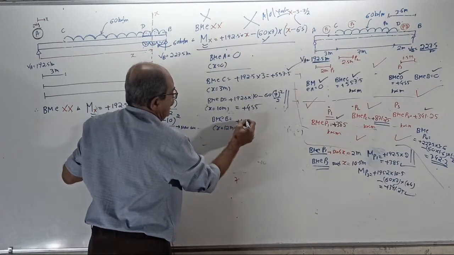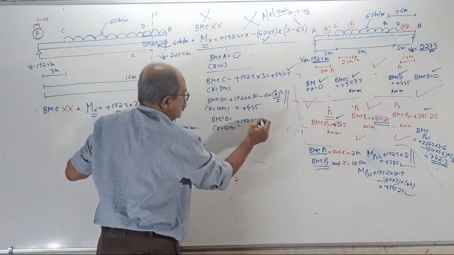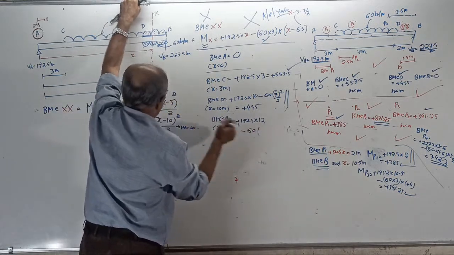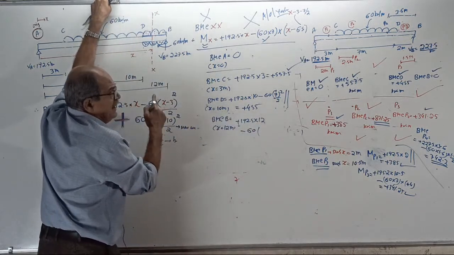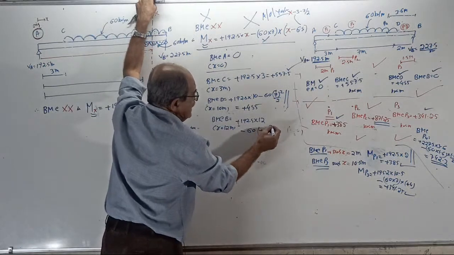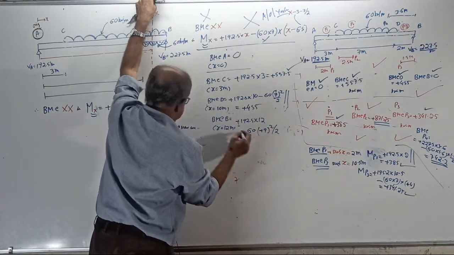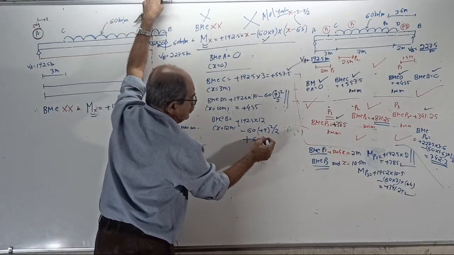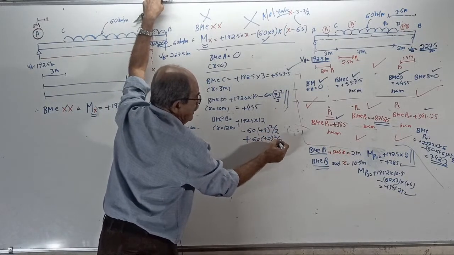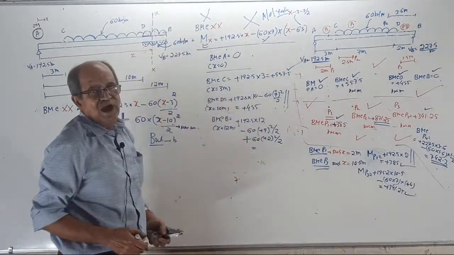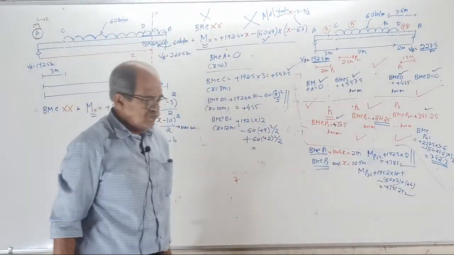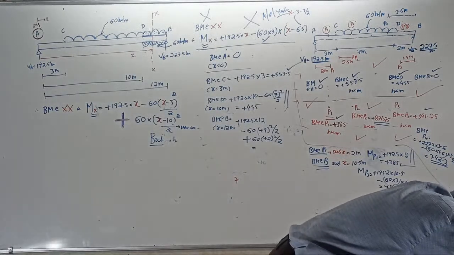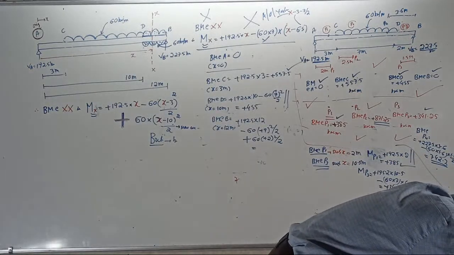19 plus 192.5 into 12 minus 60 into 12 minus 3 is 9. Plus 9 square by 2 plus 12 minus 10 is 2 plus 60 into plus 2 square by 2. Calculate now. Fast. Don't waste time.